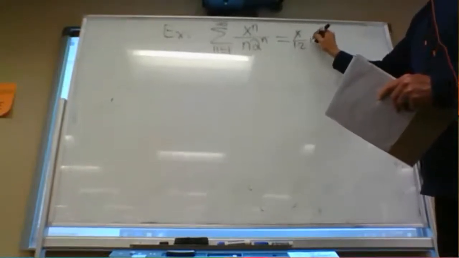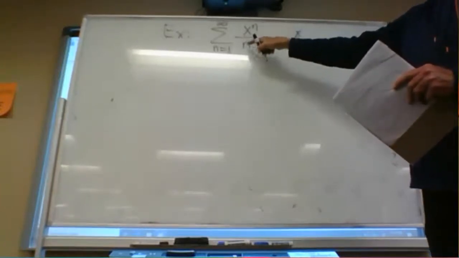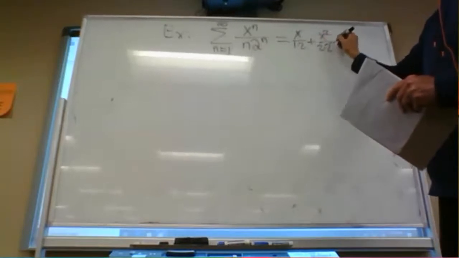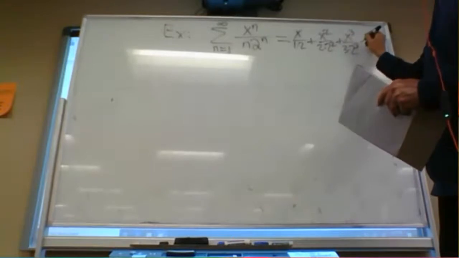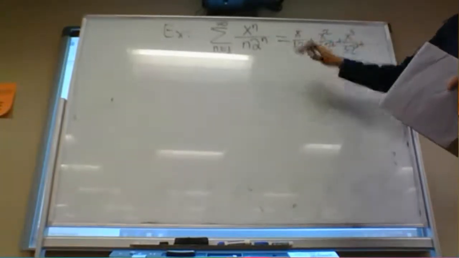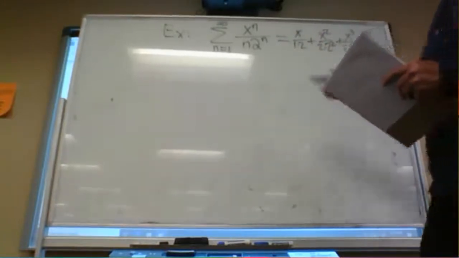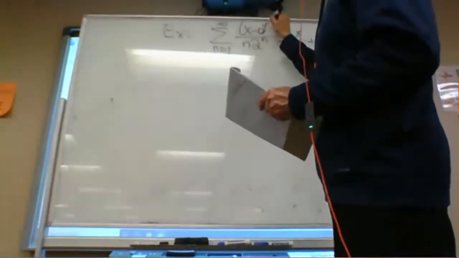So the first term is x over 1 times 2, so it's x over 2. Then I put in n equals 2, and I get x squared over 2 times 2 squared, and then plus x cubed over 3 times 2 cubed, plus so on and so forth forever. And for each value of x, it gives you a series.